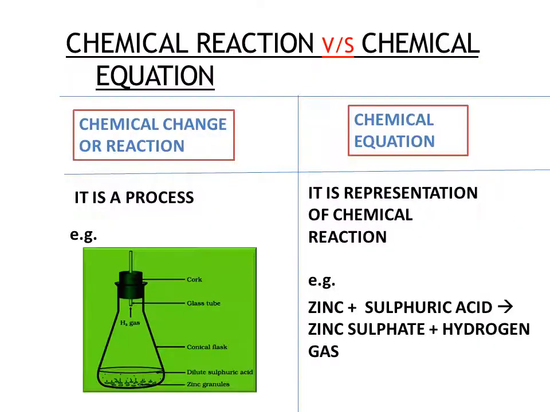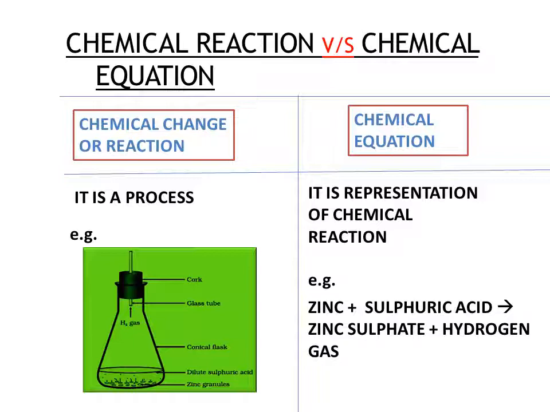Chemical reaction versus chemical equation. A chemical reaction or chemical change is a process, while a chemical equation is a representation of a chemical reaction. Don't get confused between the chemical reaction and chemical equation. Chemical equation means representation and chemical reaction means a process.